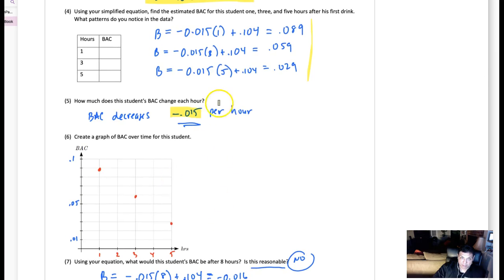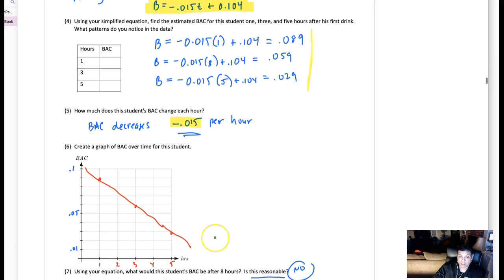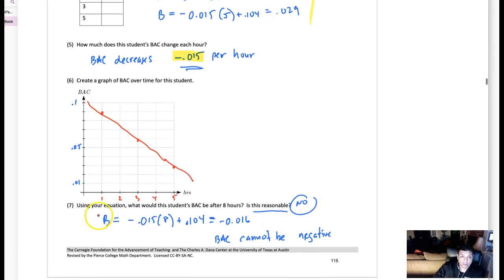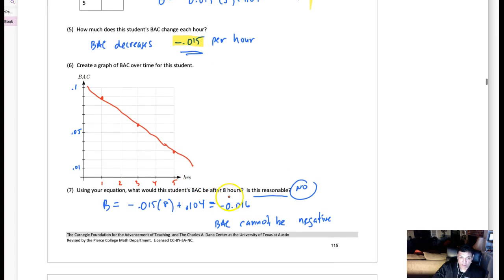And so after you have your points, you plot the points, you can then start to see this pattern that's formed here. You have a linear equation. Notice you're going to have a line so that we can then see at some point his blood alcohol content would reach 0 after a certain amount of time. Using this equation, you could see this question: what would it be after 8 hours? Is it reasonable? The answer is no.